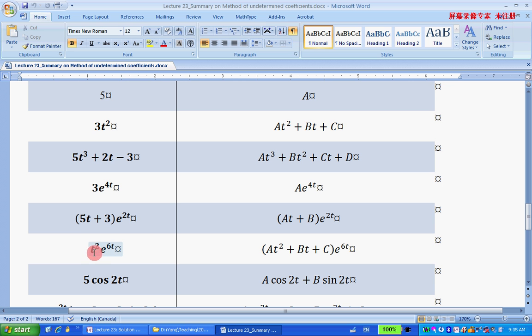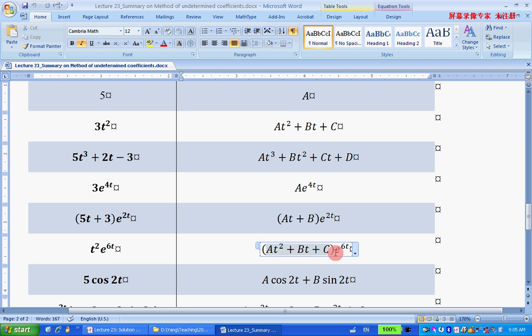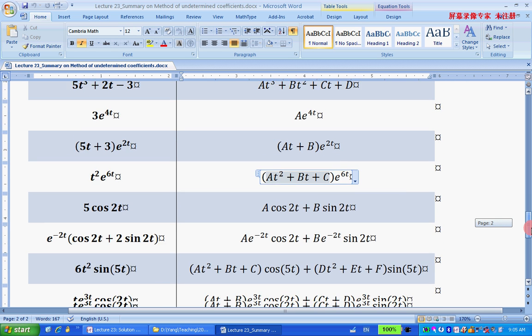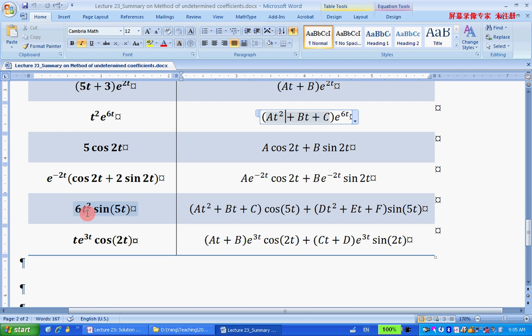Here's a combination of t squared and e terms. Your guess is also going to be a combination of these 2. Then cosine alone is not a combination. Here's a 6t squared times sine. That's a combination. This is a little bit more complicated because you have a sine here. If I don't have this t squared term here, my guess will be just n cosine omega t plus m sine omega t.